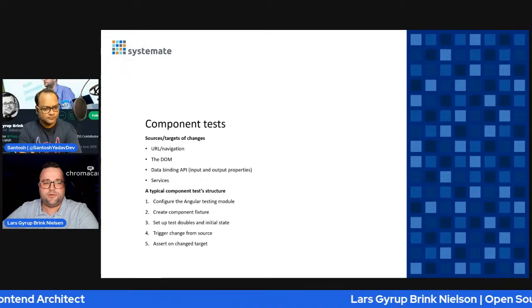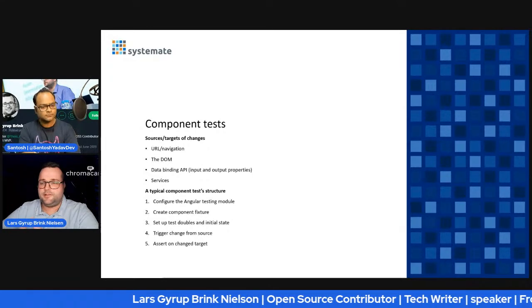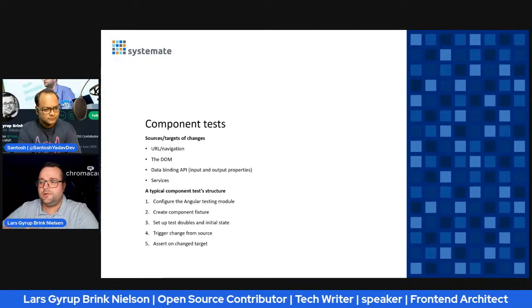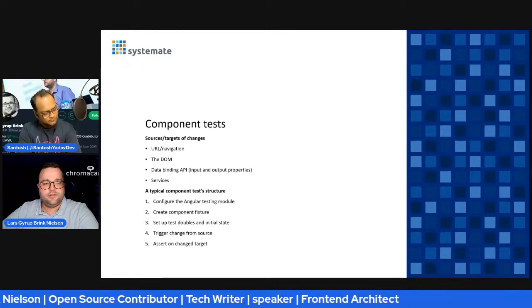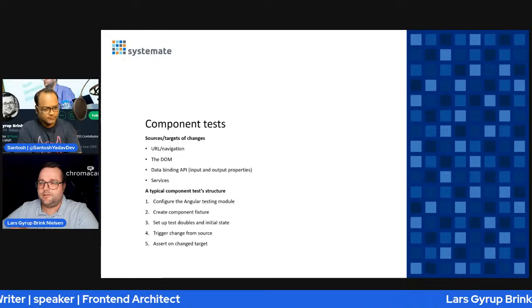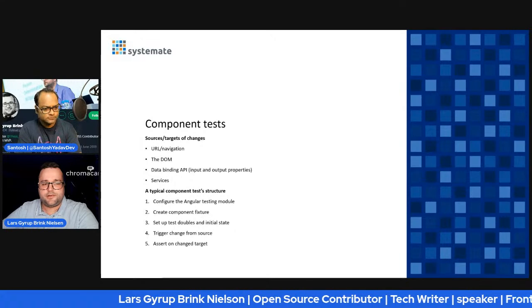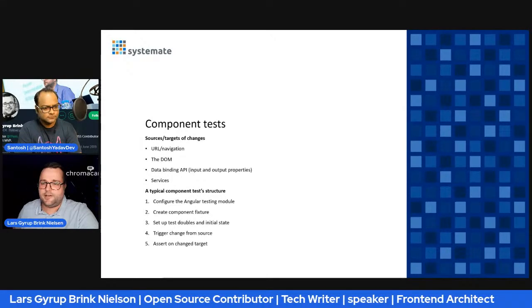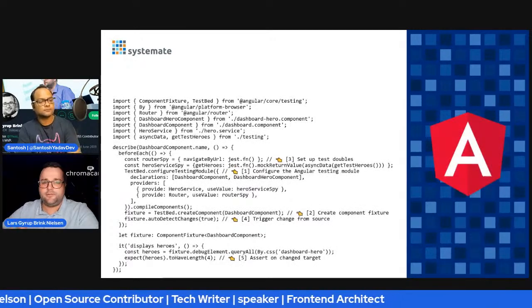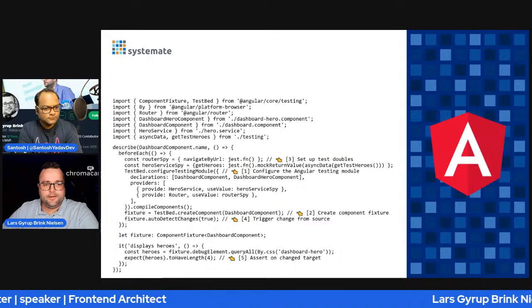Did the URL change as expected? Did we navigate to a different route as we expected? Did the DOM change? Does it display the new loaded array that we got from the service? Did it output anything from its output properties, an Angular custom event, or did it update something through a service method? So that's the general structure of a component test. And now we have an actual example here from the Angular IO testing documentation. There's a lot of import statements at the top.